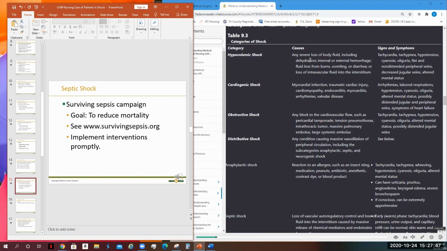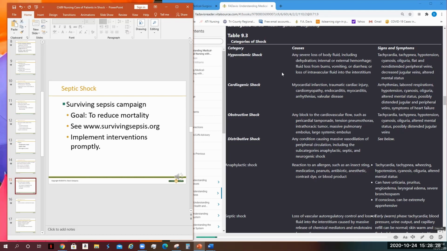For cardiogenic shock, the causes could include myocardial infarction, a traumatic cardiac injury, cardiomyopathy, endocarditis, myocarditis, arrhythmias, and valvular disease. Signs and symptoms would include arrhythmias, labored respirations, hypotension, cyanosis, oliguria, altered mental status, possibly distended jugular and peripheral veins, and symptoms of heart failure.